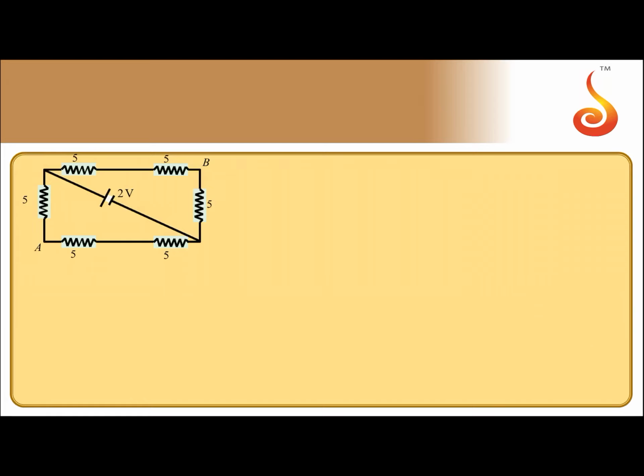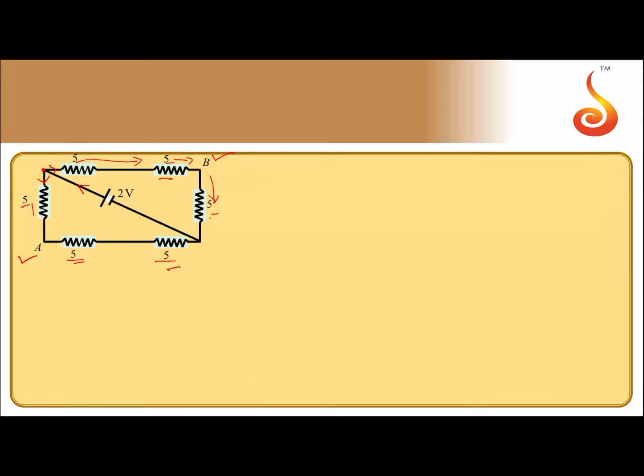First we should calculate the current drawn from the battery. See, current is going from here. When it comes to this point, it splits into 2 parts. Whatever current goes this way, this 5 ohm, 5 ohm, 5 ohm carry the same current. Similarly, this 5 ohm, this 5 ohm, this 5 ohm carry the same current. So these 5, 5, 5 are in series, and these 5, 5, 5 are in series, and these 2 branches are in parallel.